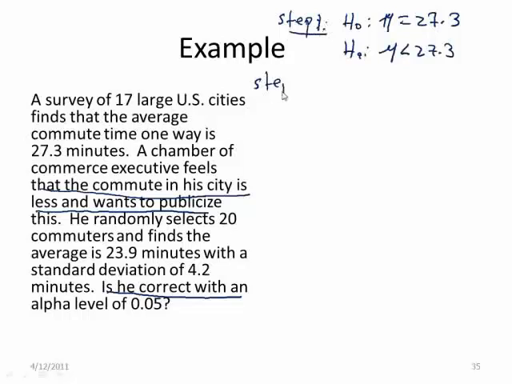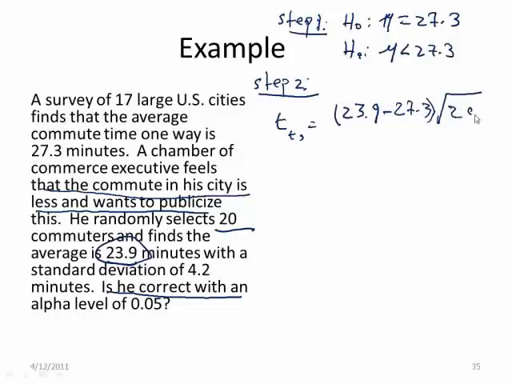Step two, we need to compute the test statistic. Are we going to compute the z test statistic or the t? T. So t equals x bar, so what is x bar in this case? Minus mu under the null hypothesis, which is 27.3, times the square root of 20, divided by 4.2.